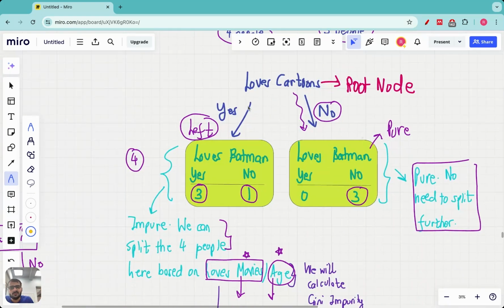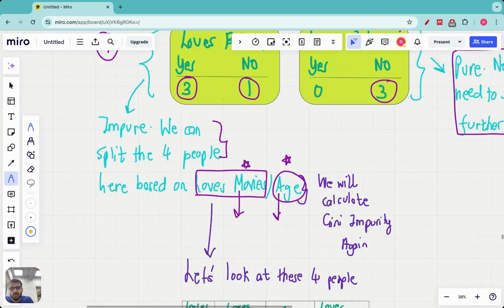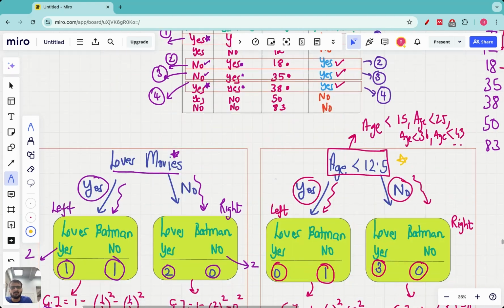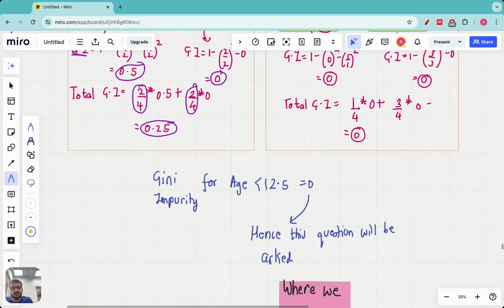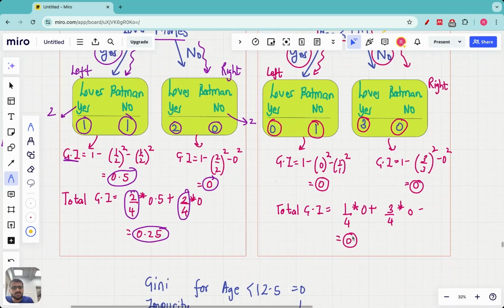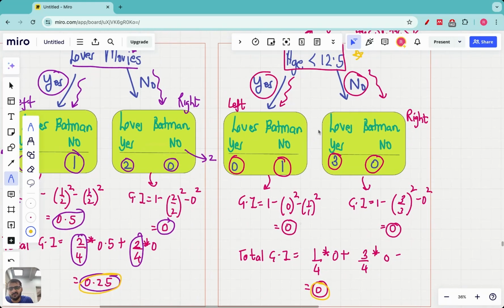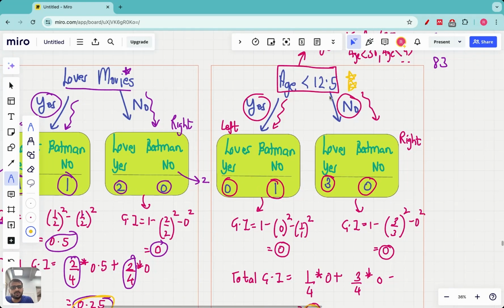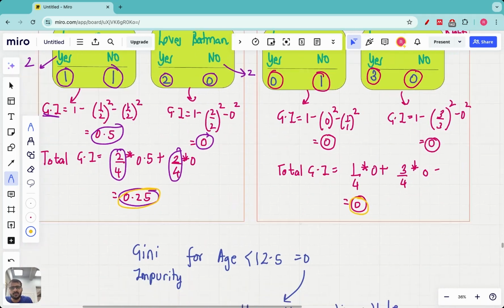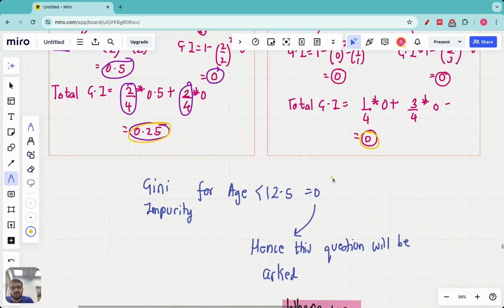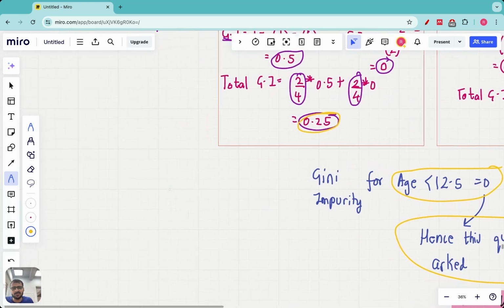So when we started splitting for this Loves Cartoons yes branch, when we started splitting it further, our goal was to look at two questions, Loves movies and age, and then choose the one with the lowest Gini impurity. Now that has become pretty clear for us, right? Because the Gini impurity for age less than 12.5 is 0 and the Gini impurity for Loves movies is 0.25. So we should definitely choose age less than 12.5 as the next internal node or the branch. So Gini impurity for age less than 12.5 is equal to 0. Hence, this question should be asked at the next stage of the decision tree.